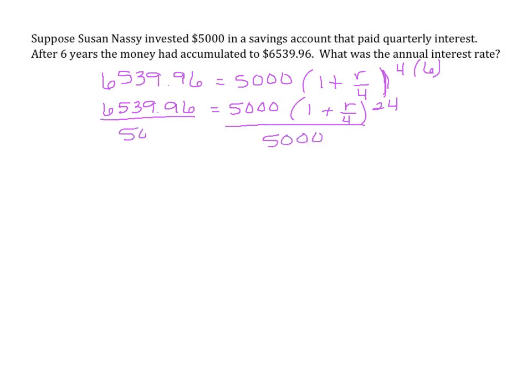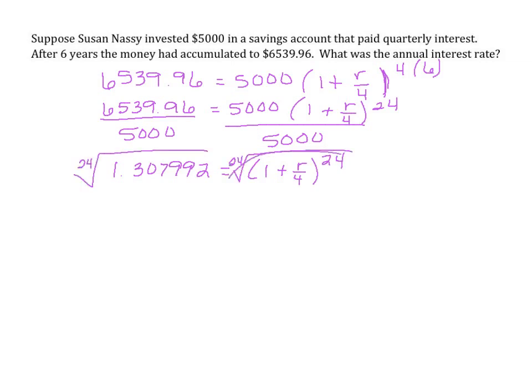Our goal is to get r by itself. So we have 1.307992 equals 1 plus r over 4 to the 24th power. So to undo the 24th power, we have to take the 24th root. So using your calculator, take the 24th root of 1.307992, and you should get 1.01125 equals 1 plus r over 4.